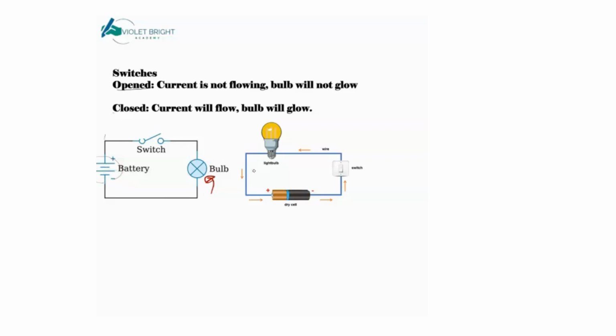Whenever current is flowing, you can see by these orange lines the current flowing from the positive. The wire is the conductor of this electricity, and the bulb will glow because the switches are closed. So let's go to another slide.